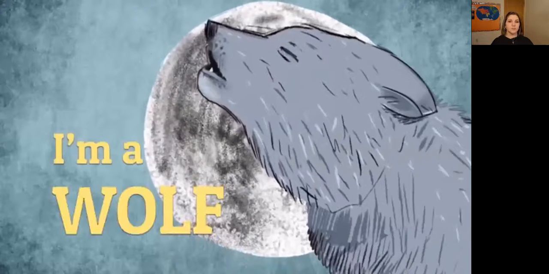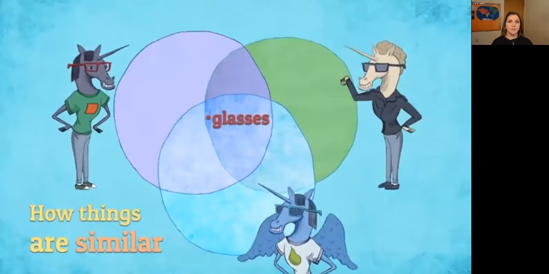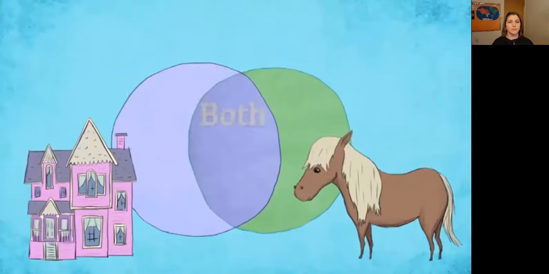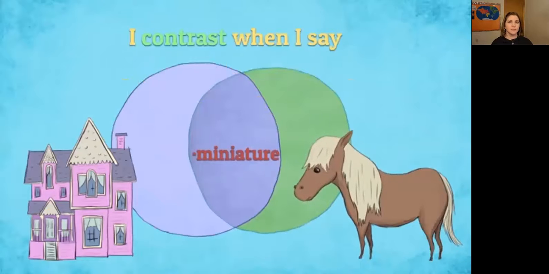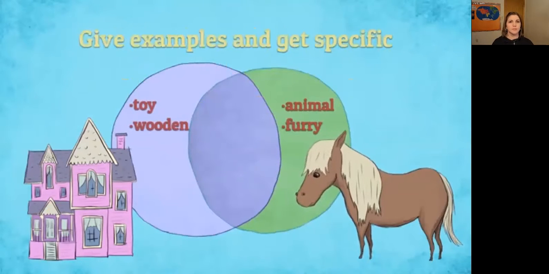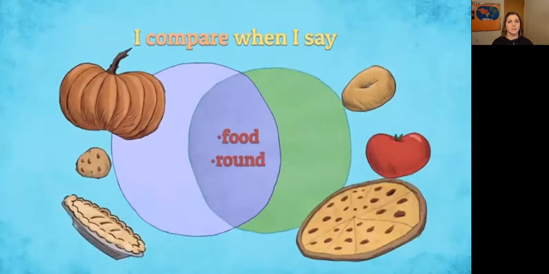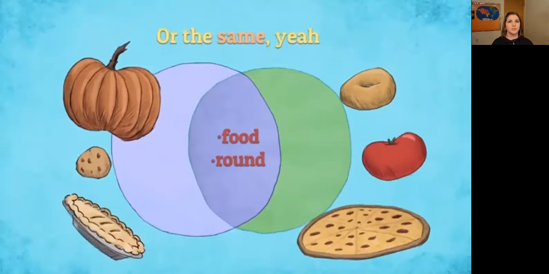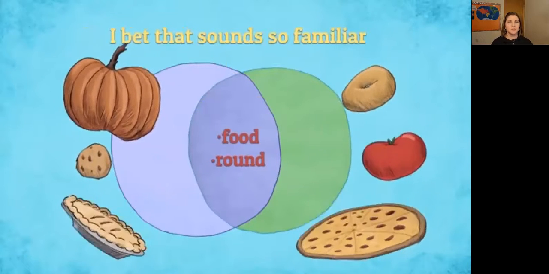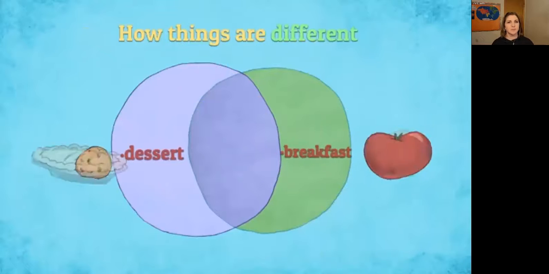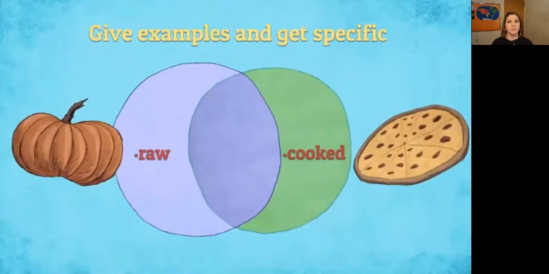I compare when I say how things are similar, like dollhouses and ponies, both miniature. I contrast when I say how things are different. Give examples and get specific. You get it? I compare when I say how things are similar or the same. Yeah, I bet that sounds so familiar. I contrast when I say how things are different. Give examples and get specific.